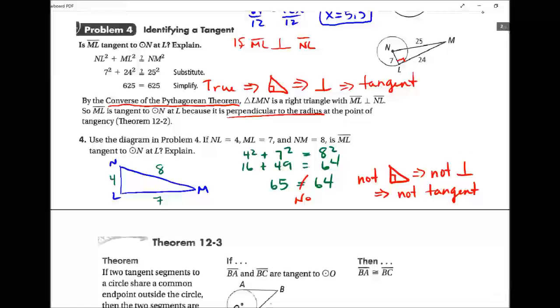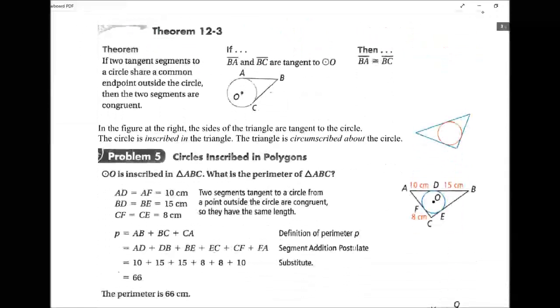Okay, that's not too bad. Our next theorem says that if two tangent segments share a common endpoint outside the circle. So let's look at this. We have two tangent segments, so point of tangency there, point of tangency there, and they have this common endpoint outside the circle. So we're making an ice cream cone. Then the two segments are congruent. Oh, that's fancy.